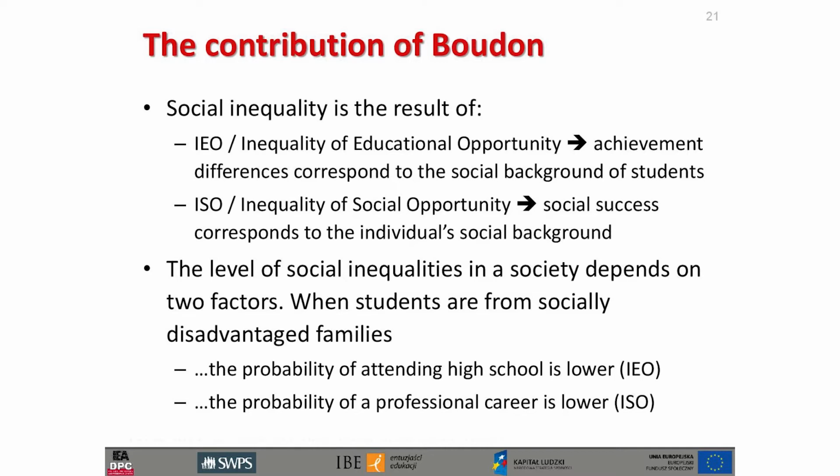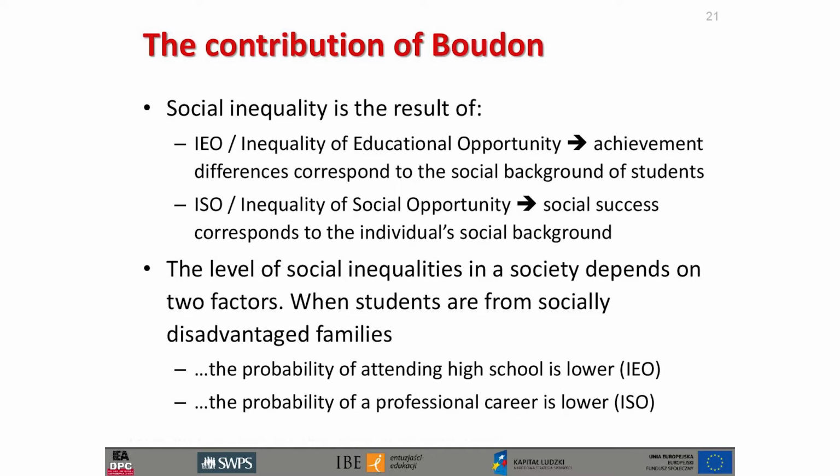But first of all, he defines those two different kinds of social inequalities, which are related to the points I mentioned previously. So he defines the inequality of educational opportunity, and this is obvious in achievement differences that correspond to the social background of students. But then also he defines the inequality of social opportunity, and this is related to social success, which corresponds to the individual's social background. And the level of social inequalities in a society depends on both factors.